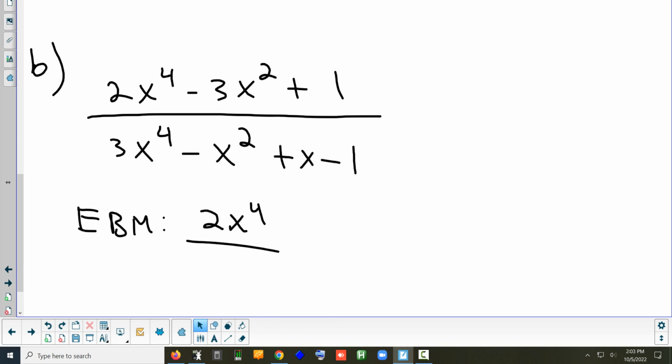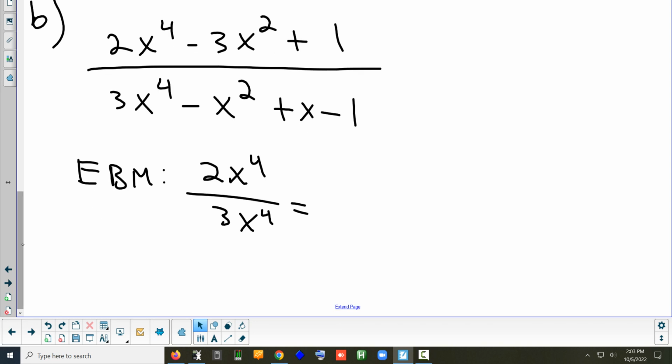So that's the numerator of our EDM. And what about the EDM of the bottom? Yep. 3x to the fourth. Now you can write all the x's out if you want individually. But what does that reduce to? 2x to the fourth over 3x to the fourth. It's just 2/3. That's the EDM. This time there's no letter. That's okay. So where's the x then in this 2/3?